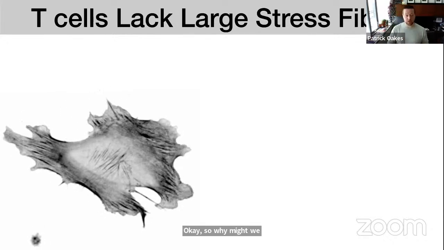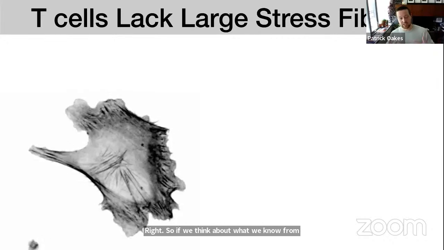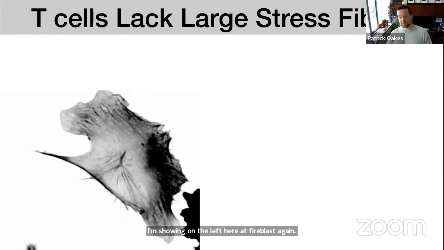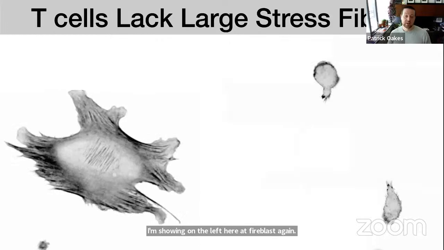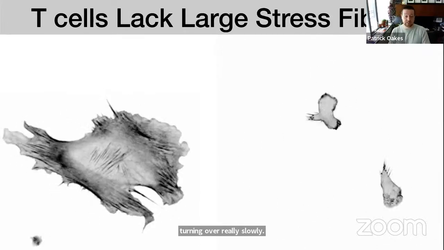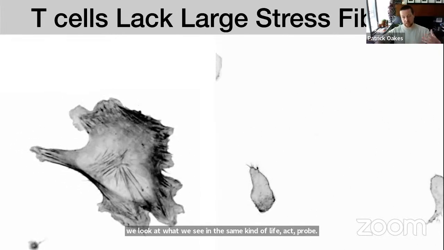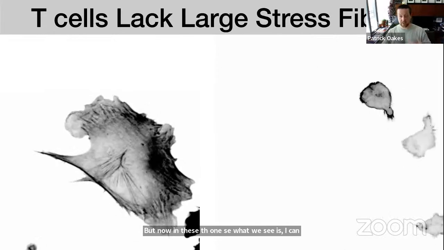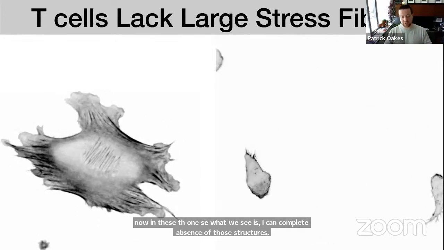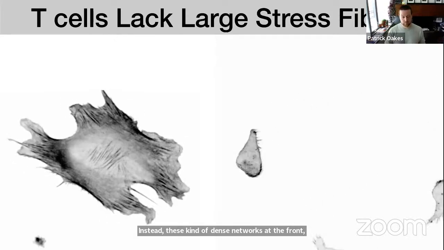Okay, so why might we see these different structures, right? If we think about what we know from mesenchymal migration, I'm showing you on the left here a fibroblast, and again, you see these big fat stress fibers, right? And they're turning over really slowly. If we look at what we see with the same LifeAct probe, but now in these Th1 cells, what we see is a complete absence of those structures. We don't see any of the big stress fibers or any of the other things. We see instead these dense networks at the front, which are presumably Arp2/3-driven lamellipodial-like structures.